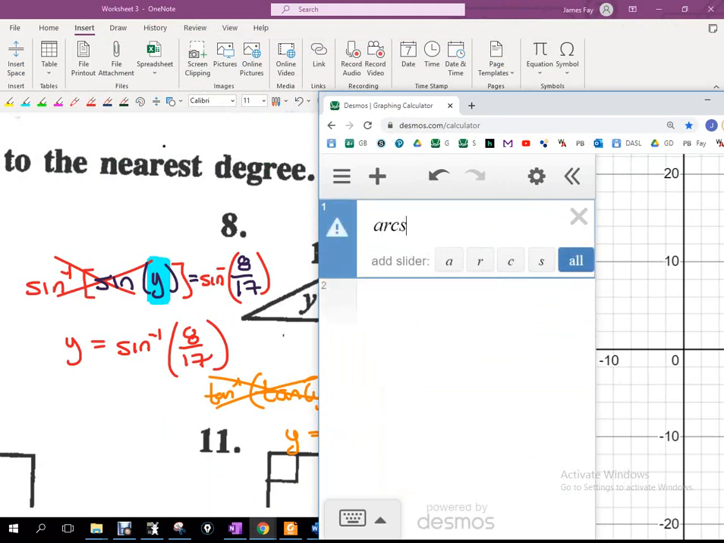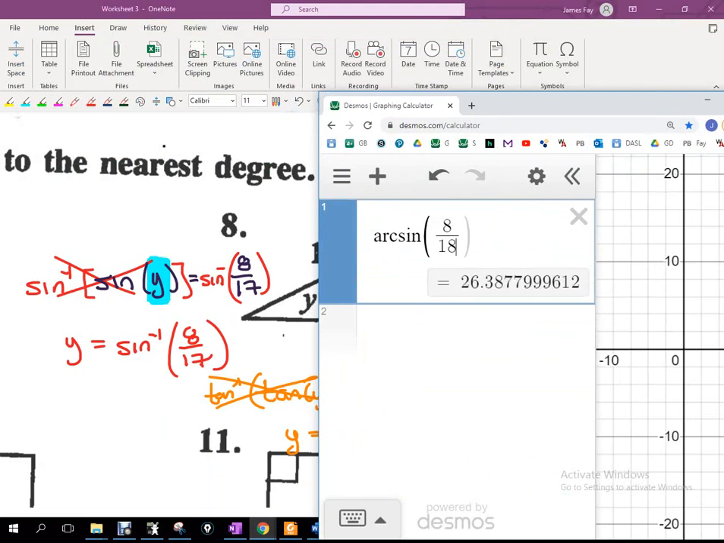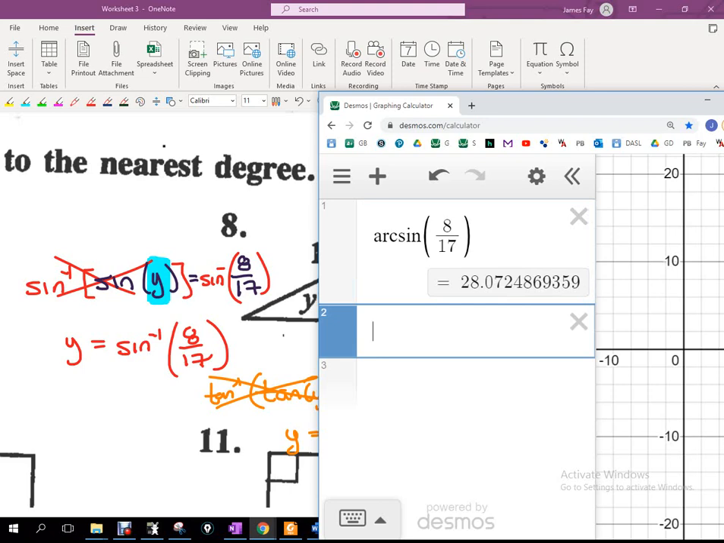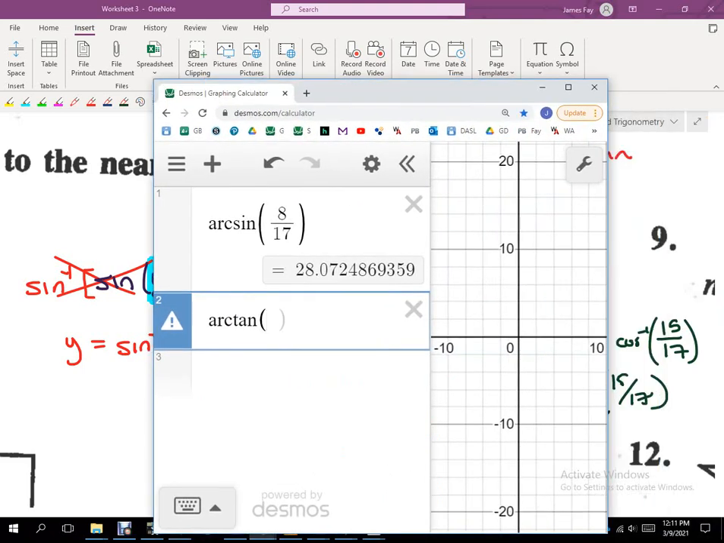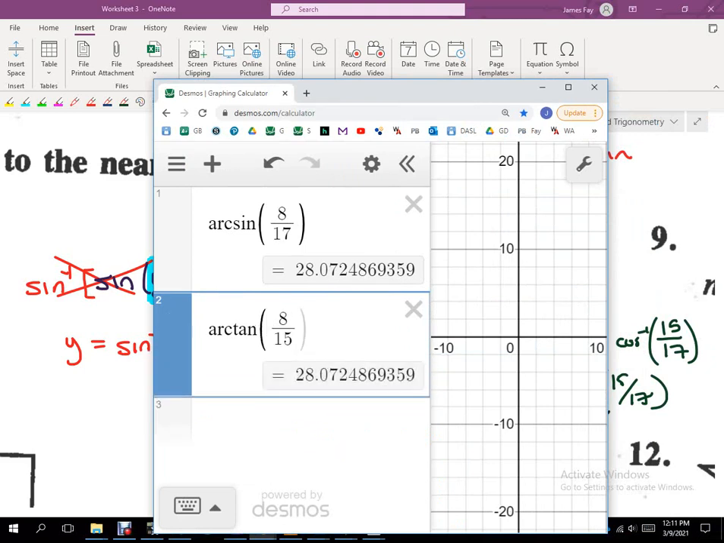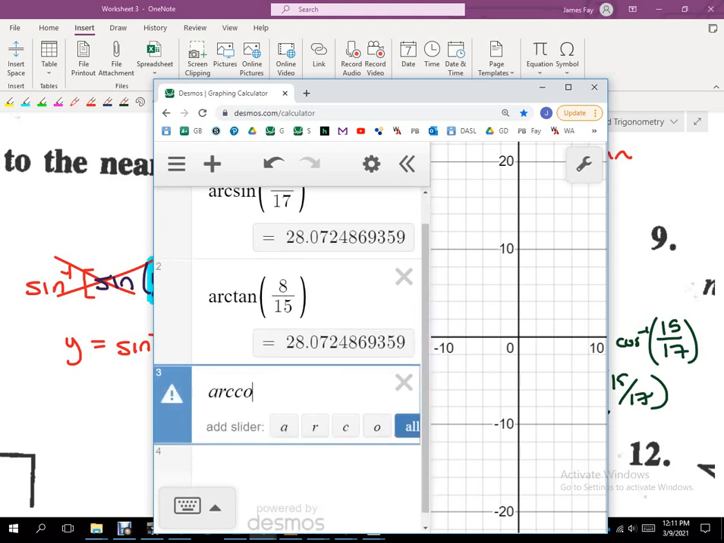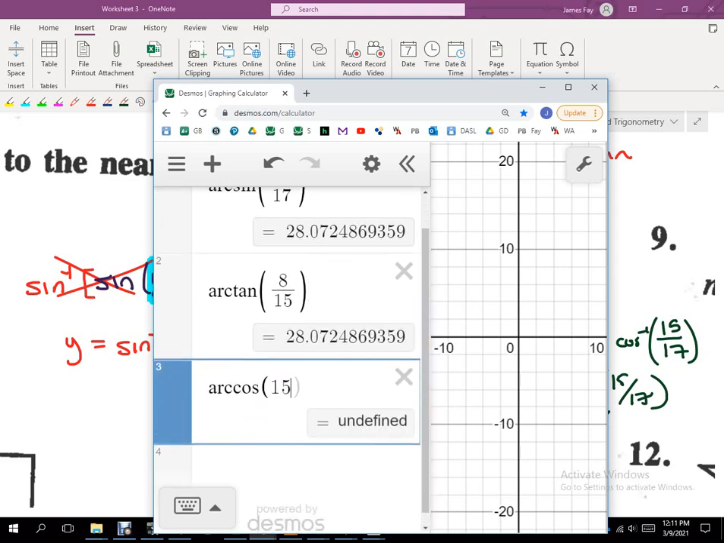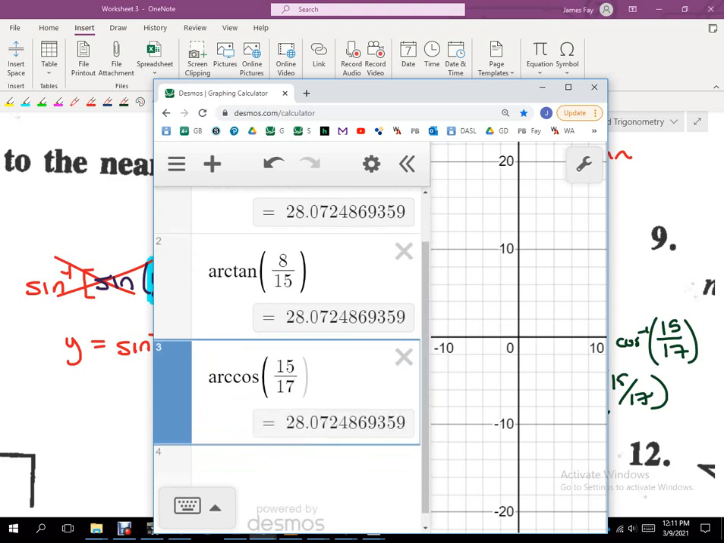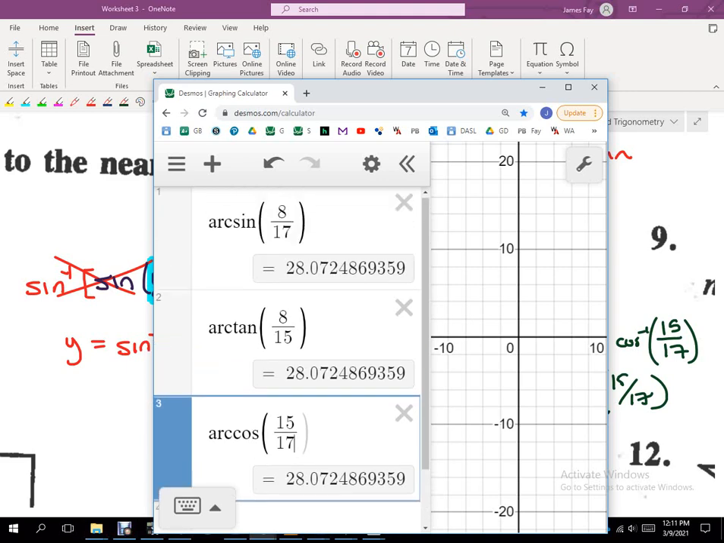Okay? So I'm going to type in arc sine of 8/17. And that's 28 degrees. Okay, I'm going to type in arc tangent of 8/15. It gives me that number right there, 28.07. And I'm going to type in arc cosine then of what should be 15/17. And it gives me the same exact value. So hopefully that is verification that when they give you all three sides, you can use any relationship you want.